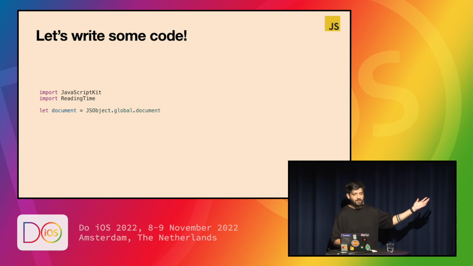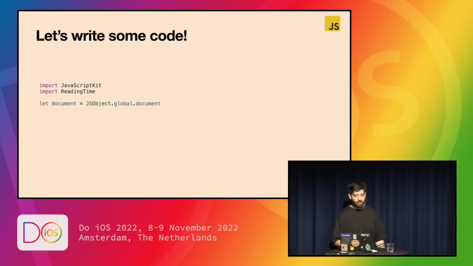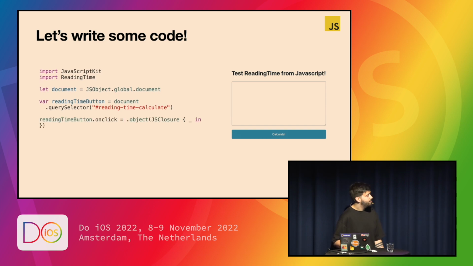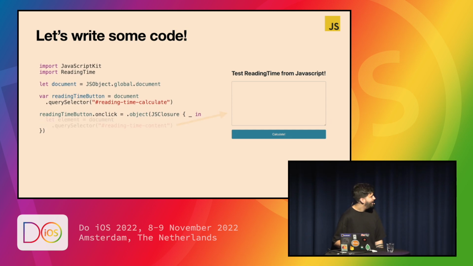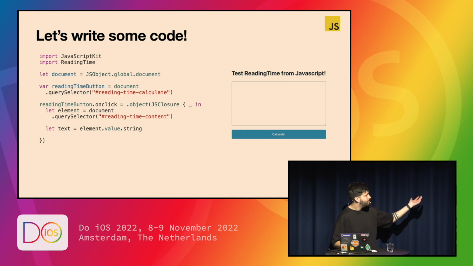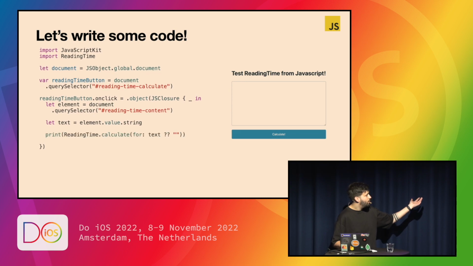So yeah, you can get the document, like the JavaScript document. You can do a query selector and get the button element, the HTML element from an ID. Then you can pass it an onclick, right? So standard JavaScript. In this case, you have to provide the JS closure, which is a JavaScriptKit type. You get another element. In this case, you get the text area. You can read the text from it. You can call reading time.calculate for that text.